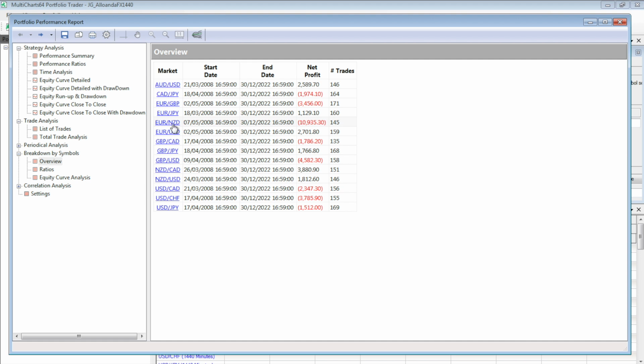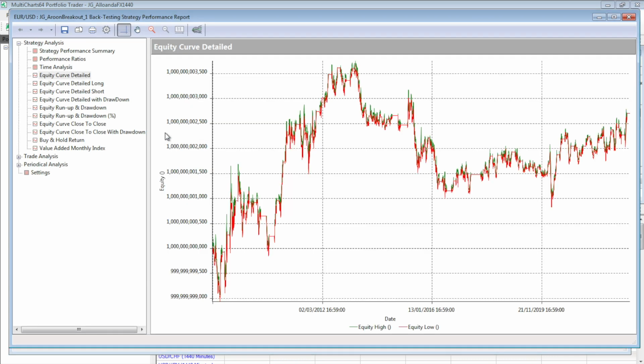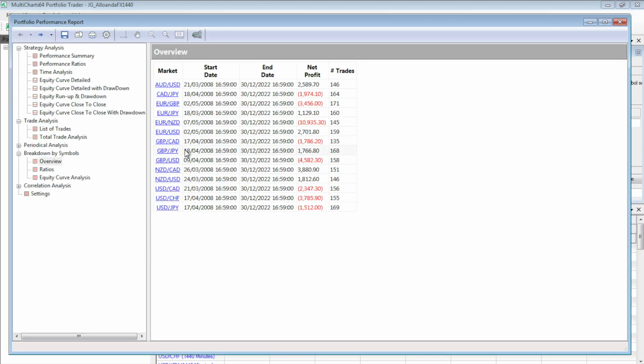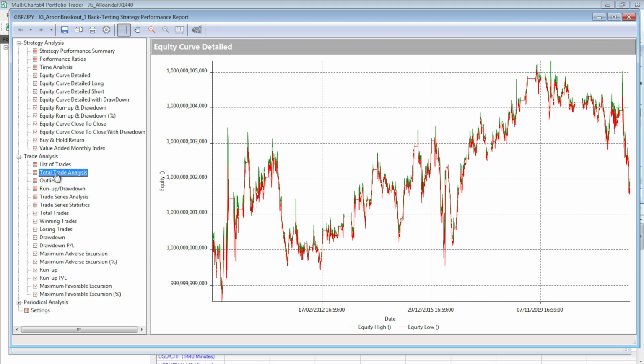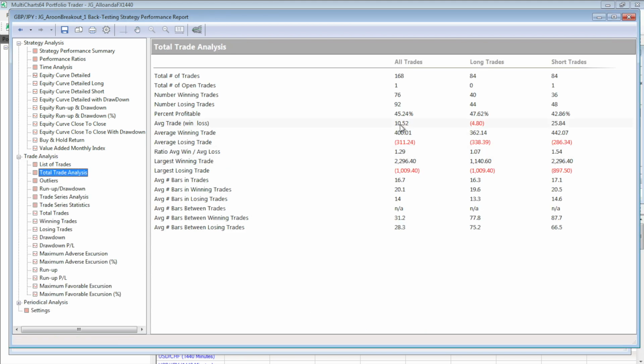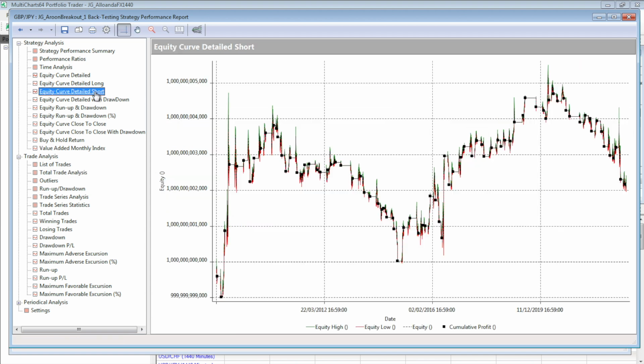Euro New Zealand dollar is a big loser. Euro dollar is making money. Equity curve is not that great, is it? The next one which makes money is pound yen. Equity curve, not that great. What's the average trade value? It's 10 pips. Looks like it was working much better on the short side than it was on the long side. But even the short only equity curve is not very good, is it?